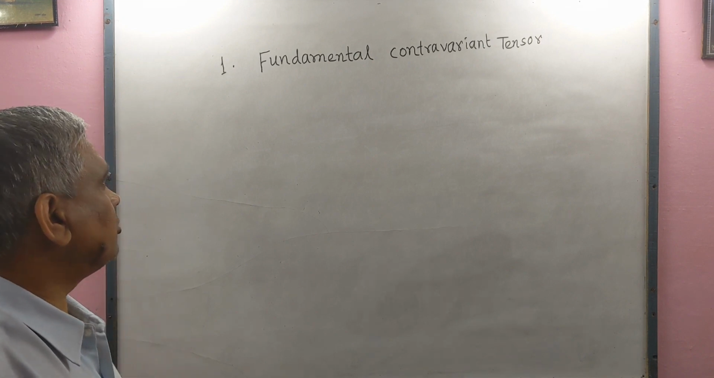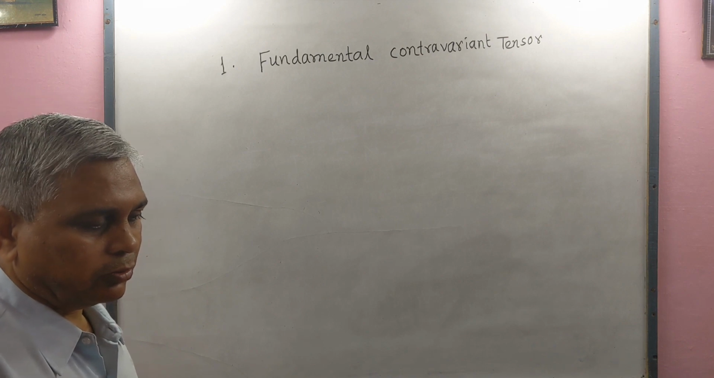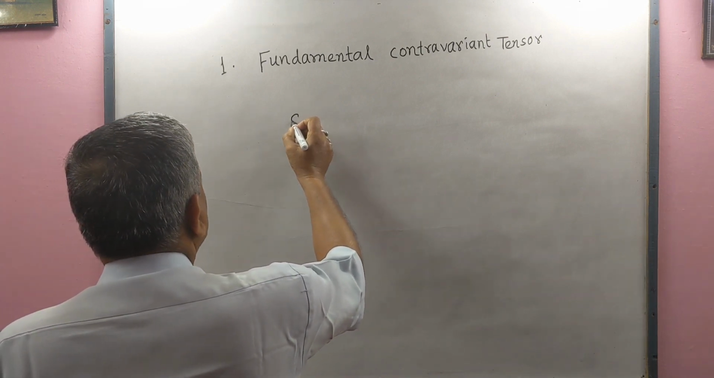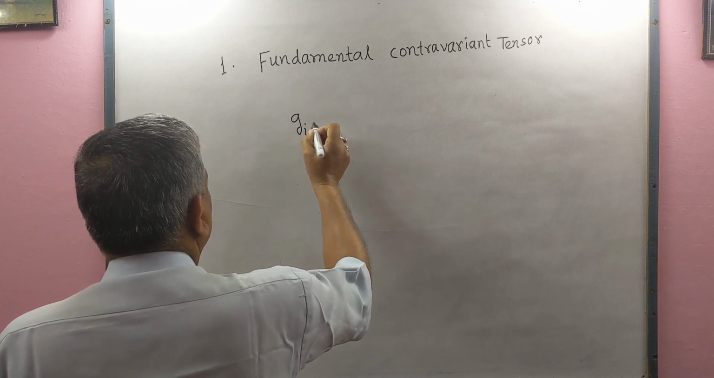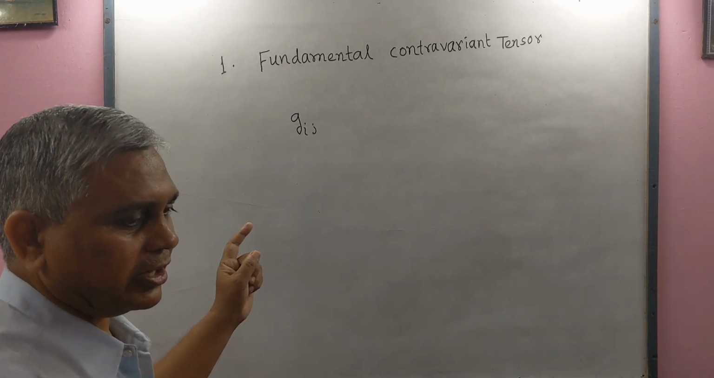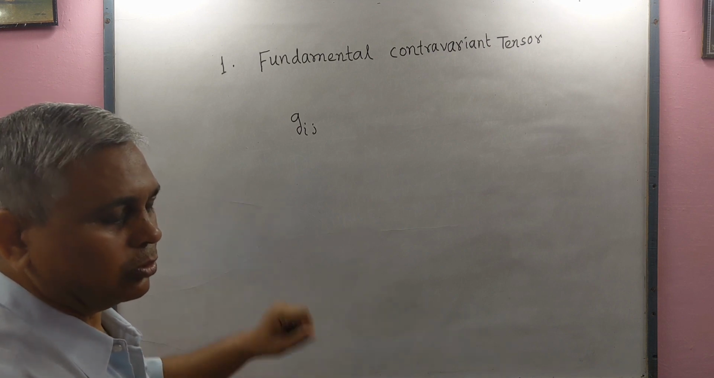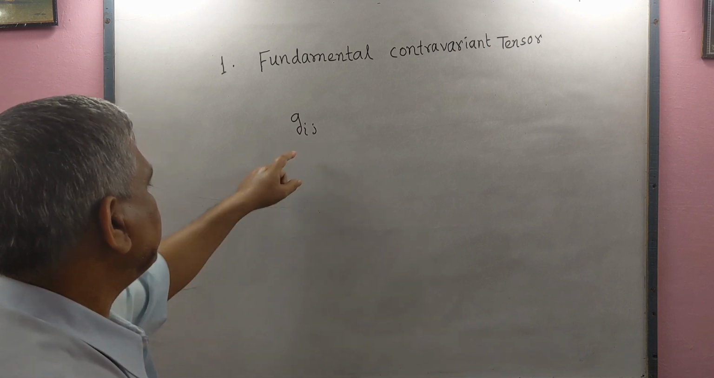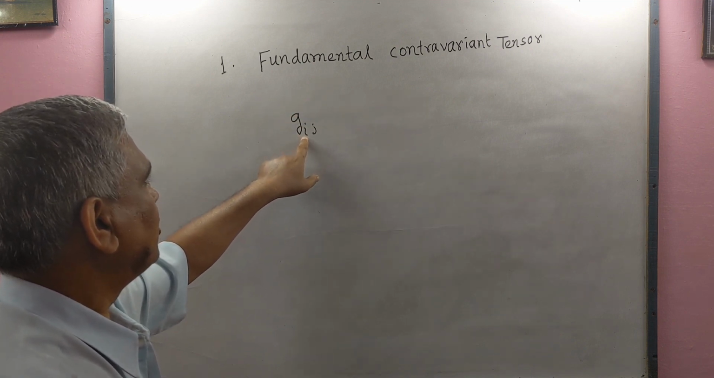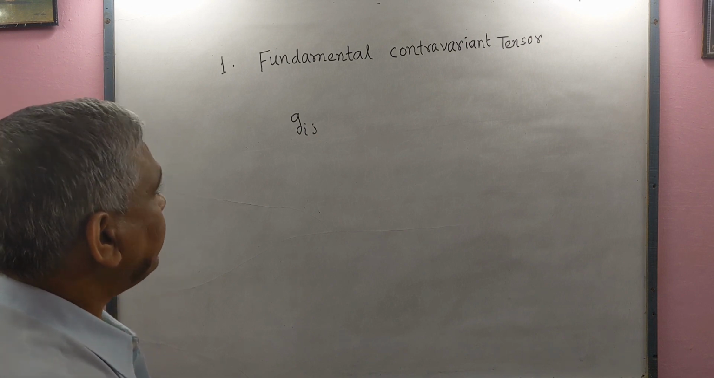Now I will discuss the fundamental contravariant tensor. As we already know, g_ij is a metric tensor which is symmetric and covariant of rank 2. It is said to be the fundamental covariant tensor. But today I will discuss the fundamental contravariant tensor.